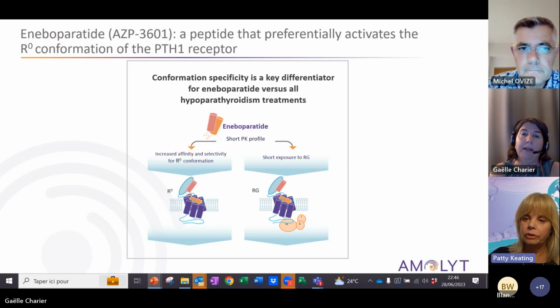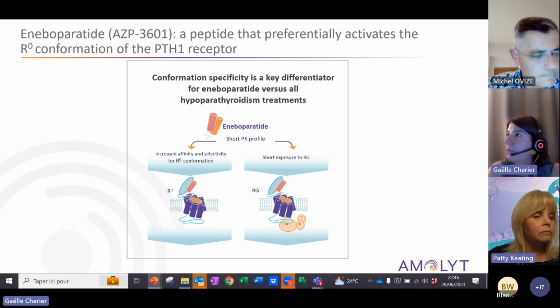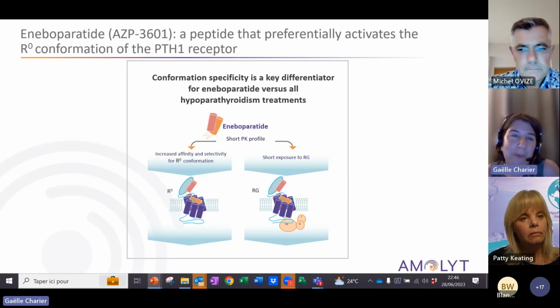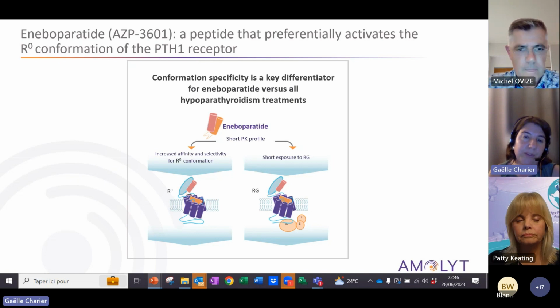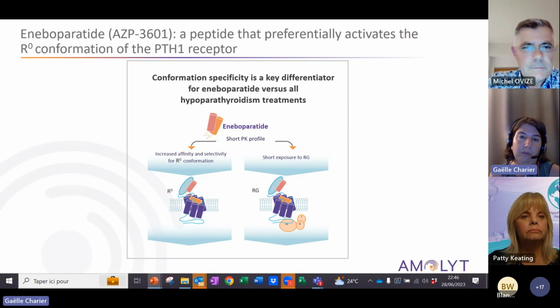Very good. And if I may add, I don't know if it is the key difference, but we hope, and that's what we want to demonstrate with this study, that the effect on the kidney and the bone will be different because of these properties of our drug.